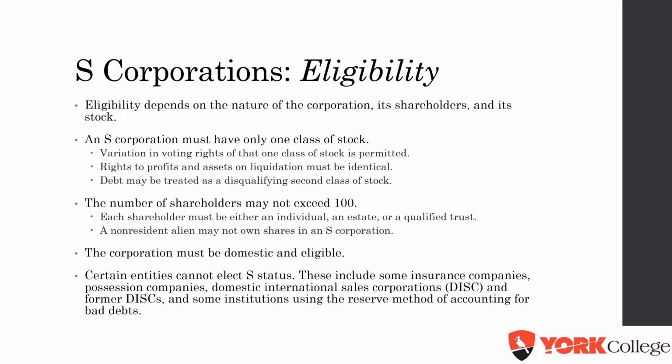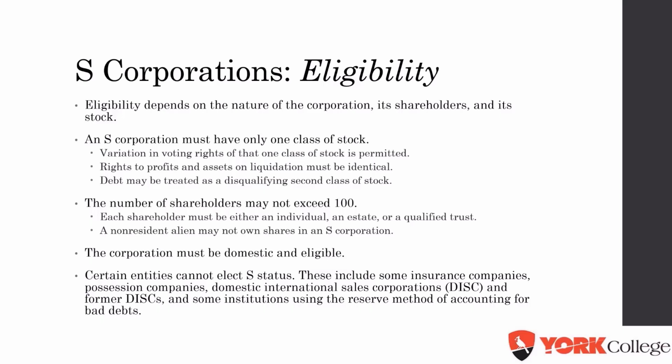So there can only be one class of stock to be viewed as an S corporation by the federal government. Variation in the voting rights within that one stock is allowed, but the rights to the profits and assets when liquidated must be identical. And debt may be treated as a second class of stock. So this is important. Excessive debt may classify as more than one class of stock, therefore invalidating the eligibility requirement.